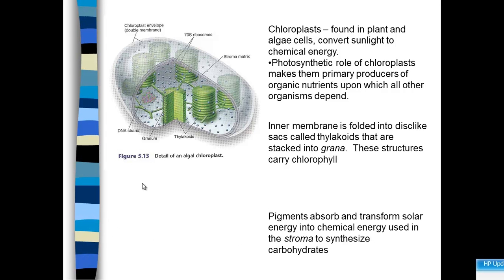The chlorophyll pigment absorbs and transforms solar energy into chemical energy, and the chemical energy is converted into glucose directly in the stroma of the chloroplast. The stroma of the chloroplast is just the fluid that's encased inside the membrane. Chloroplasts also contain DNA and ribosomes, so they are able to divide independently, transcribe, and translate protein.